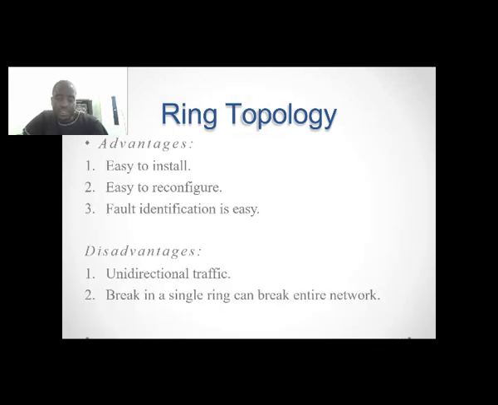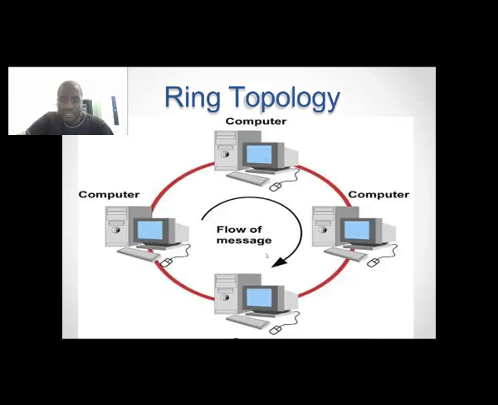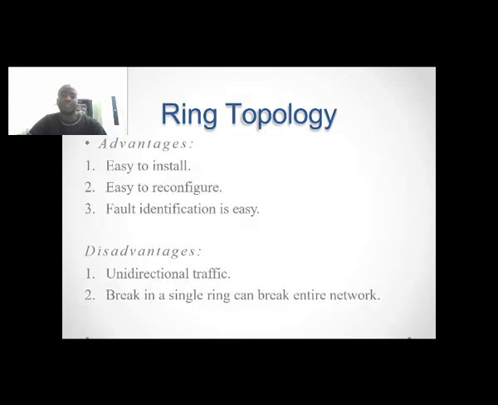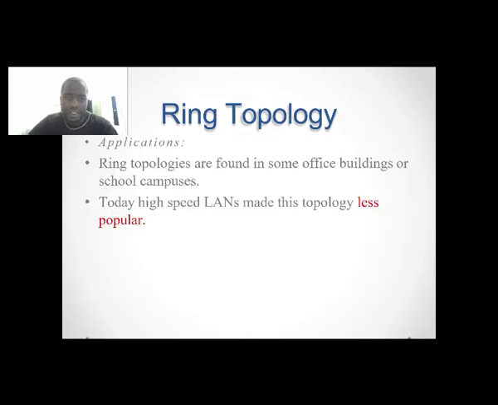That's the disadvantage. A break in a single ring or in a single connection can break the entire network. Why? Because if any computer in this network breaks down, the whole network is messed up, because that computer is responsible for transmission of information. That's why. So where do we see application?